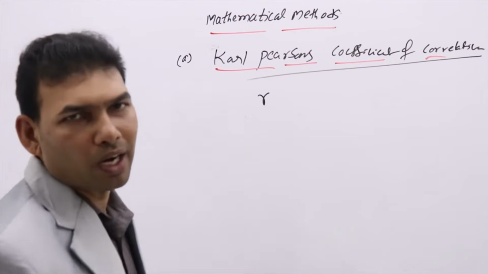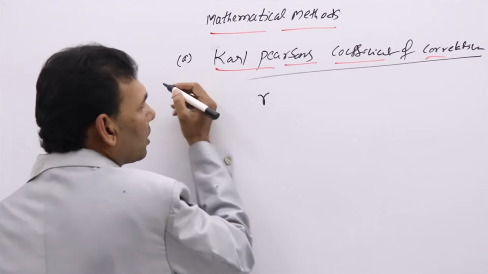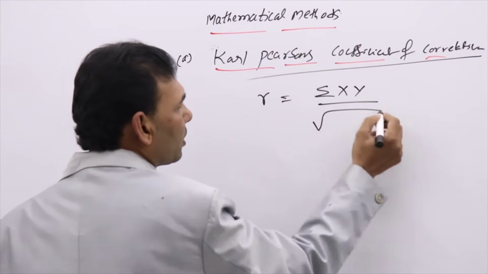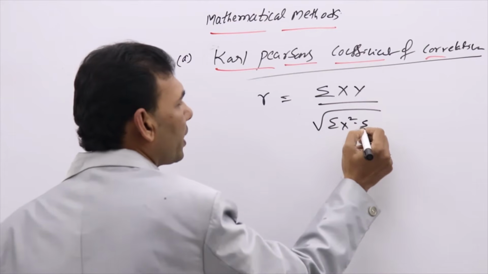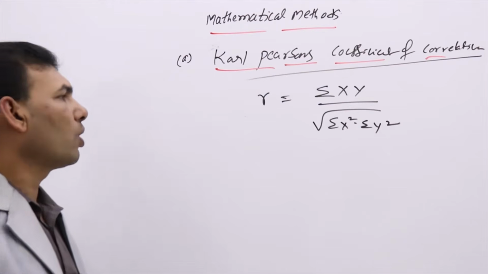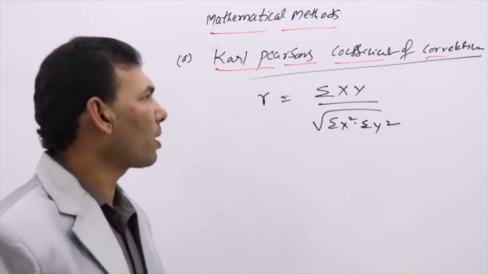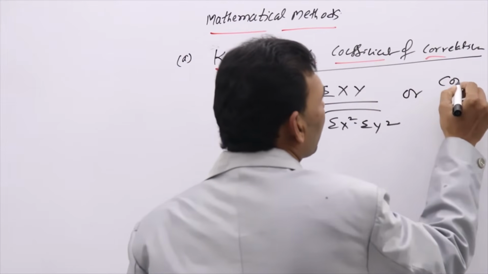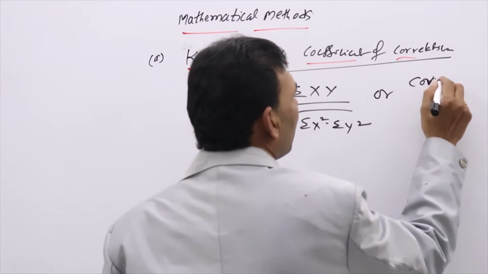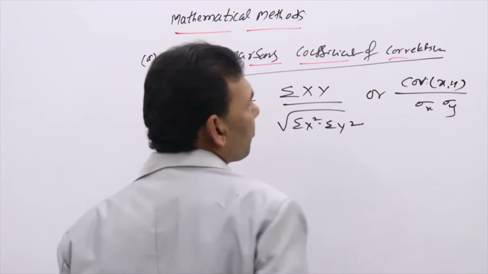It can be evaluated using so many formulas. The best one among them is sigma xy divided by the square root of sigma x square into sigma y square. There are so many formulas to find the coefficient of correlation, but among these we repeatedly use this formula. There is another one also, covariance of x comma y divided by sigma x into sigma y.